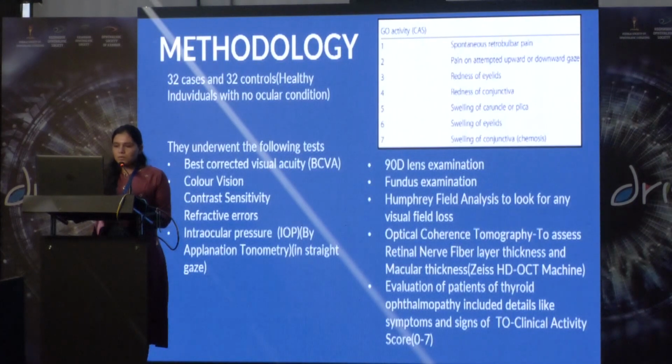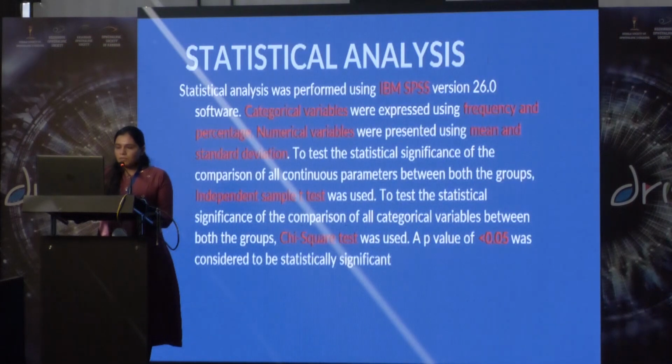32 cases and 32 controls underwent the following tests: visual acuity, color vision, contrast sensitivity, refractive errors, intraocular pressure by applanation tonometry in straight gaze, 90D lens examination, fundus examination, HFA, optical coherence tomography for retinal nerve fiber and macular thickness, and clinical activity score in patients with thyroid eye disease. The statistical analysis was done with IBM SPSS version 26.